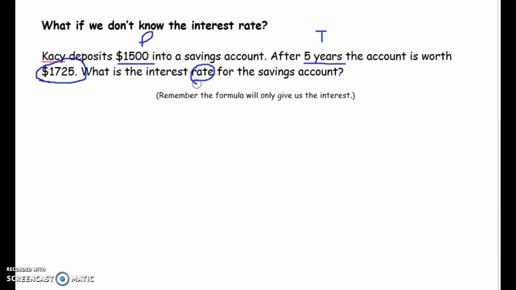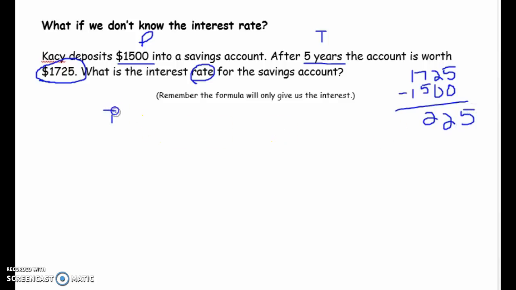Well, so how could we find the interest? Well, let's see. Now her account is worth $1,725. What was it worth when she put it in there? Yes, $1,500. So if we find the difference, that should tell us how much interest she earned. And then we can find the percent. Okay, so that's the interest.